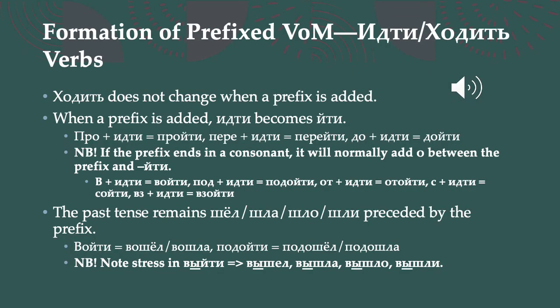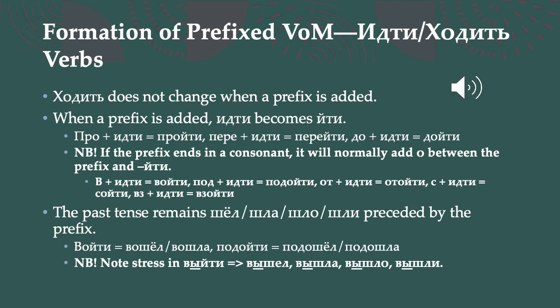So how do we make these prefixed verbs of motion? With hadit verbs, we can just directly add the prefix to hadit, and it will not change. You take pri and you get prihadit, you take u and you get uhadit, and so on and so forth.